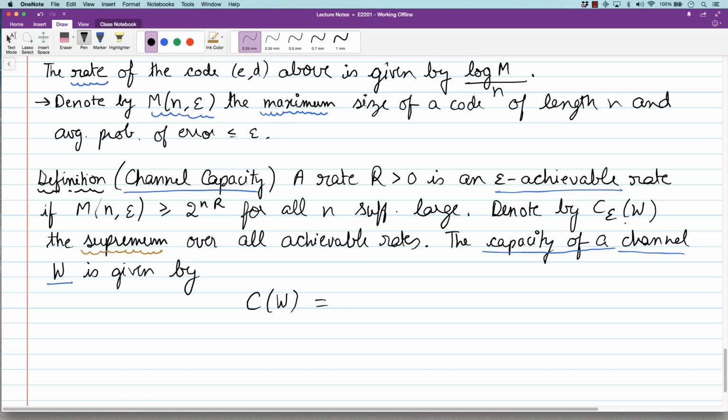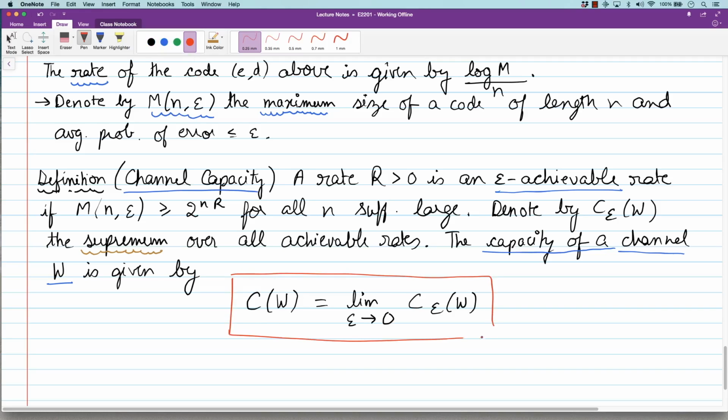And this C epsilon W is an increasing function of epsilon. As epsilon increases, this will also increase. So you can take this limit because it's just a monotone function, and this corresponds to the rate at which you can send with vanishing error, and that's what capacity is, the rate at which you can send with vanishing error. Okay, that's what channel capacity is.